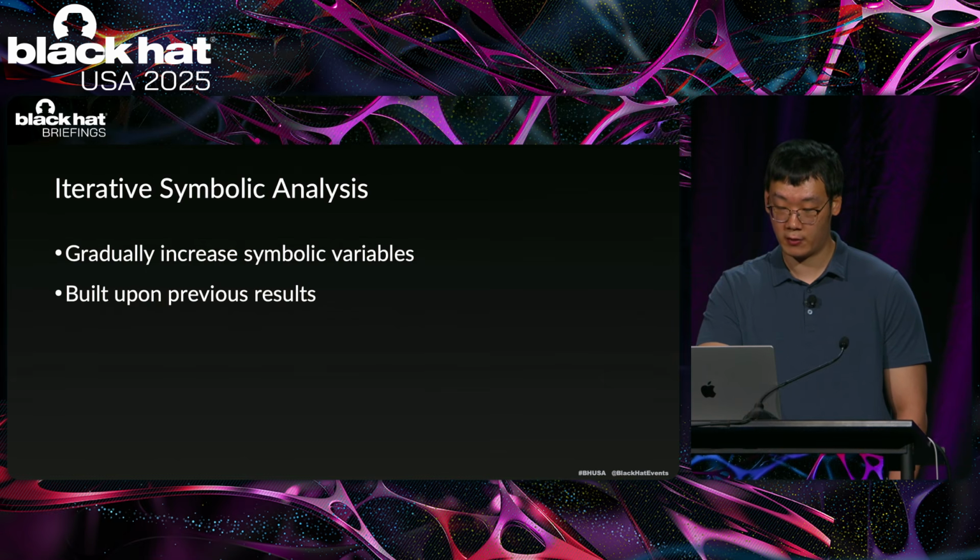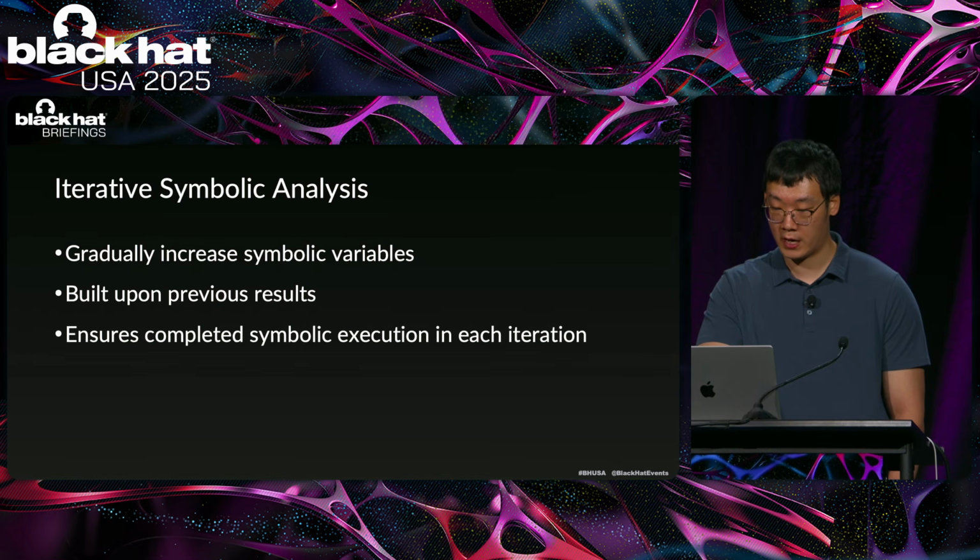We call this kind of iterative application of multiple runs of full symbolic execution iterative symbolic analysis. It basically ensures that we can terminate whenever we are running out of resources for future runs, and we can use the results from previous runs for our fuzzing.